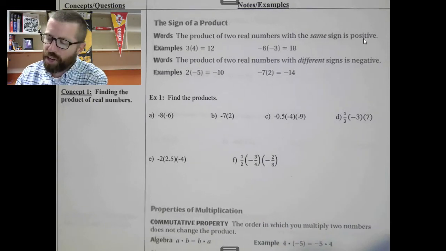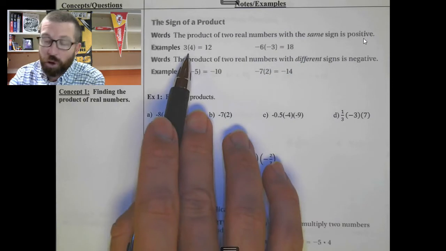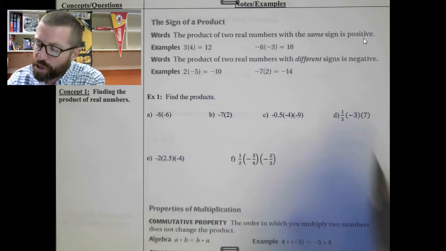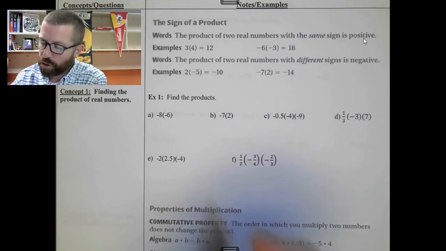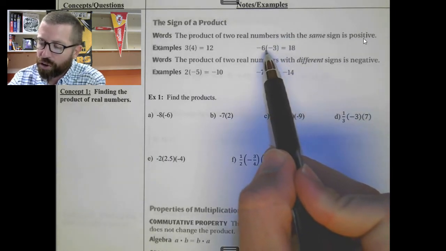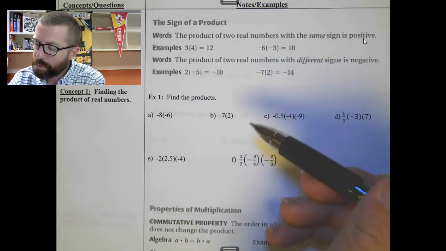Okay, so let's talk about signs. The product of two real numbers with the same sign is positive. So if they're both positive, it's positive. This is what you know already, right? But if they're both negative, it's also positive. The reason for this, we'll look down here at the reason. But in short, the reason is because you have negative 6, negative 3s. So that's going to end up being positive.